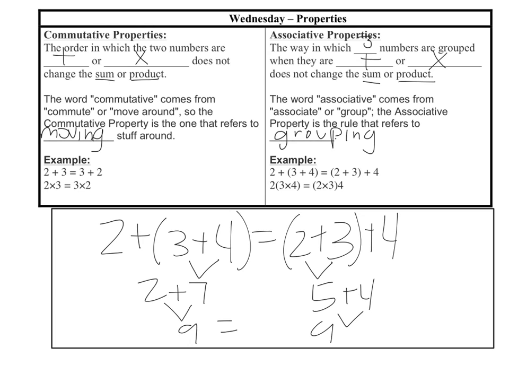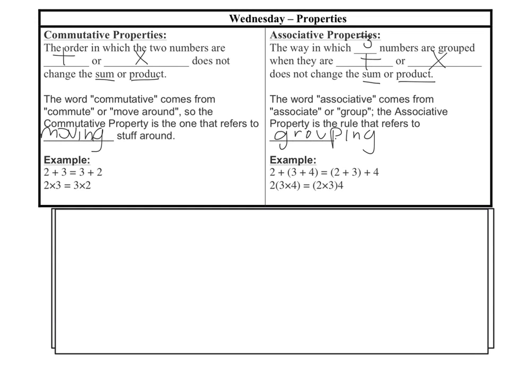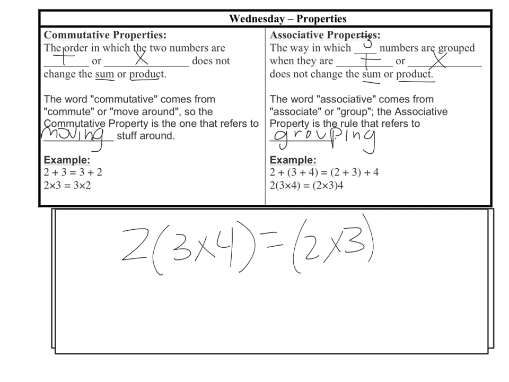Same goes for multiplication, associative property of multiplication. So 2 times parentheses 3 times 4 should equal the same thing as parentheses 2 times 3 times 4. So let's try that to see if it also works. All right, so we have 2 times 3 times 4 should equal 2 times 3 times 4.